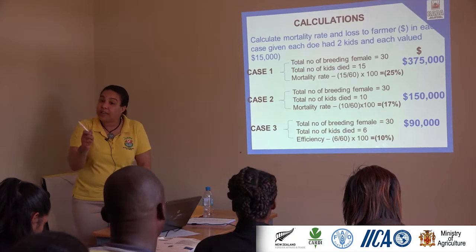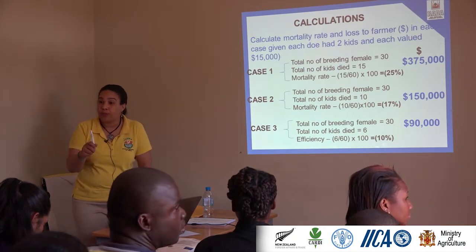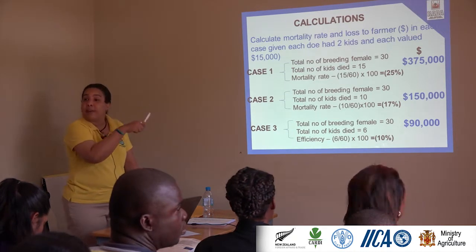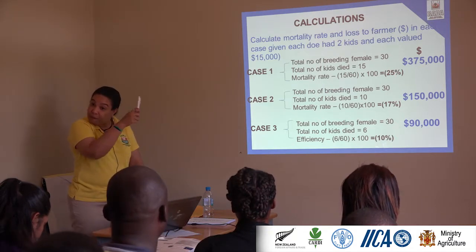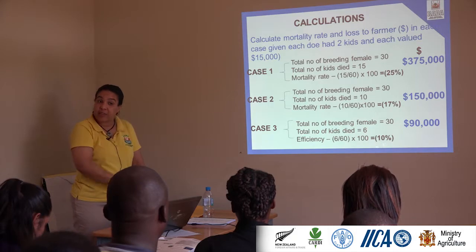But if you don't have that information written down, you'll know that you lost some animals, but what is the value of that loss? Can you afford to be losing all those animals that you have been losing?